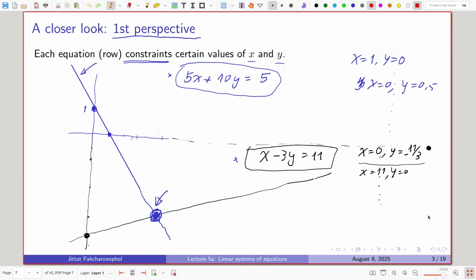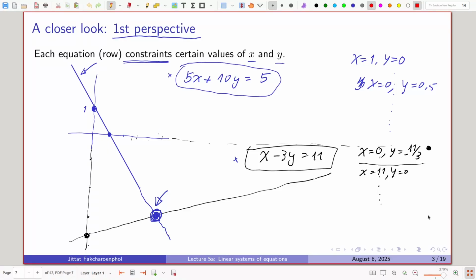Okay, and if you want to solve this system of linear equations, you want a point, or maybe a set of points, that satisfy both equations at the same time. So you need to take the intersection between these two lines, and you get the point here as a solution. Okay. So the first perspective we usually refer to as the row perspective, because each equation is one row.